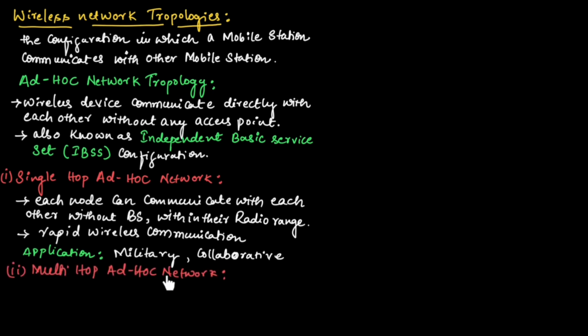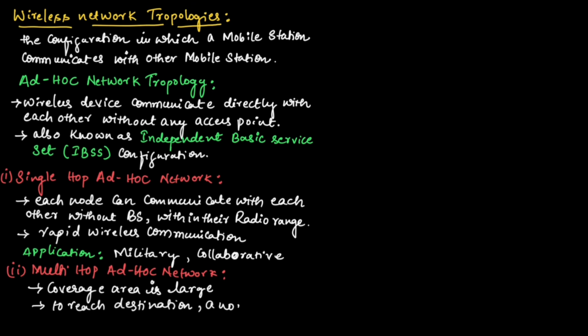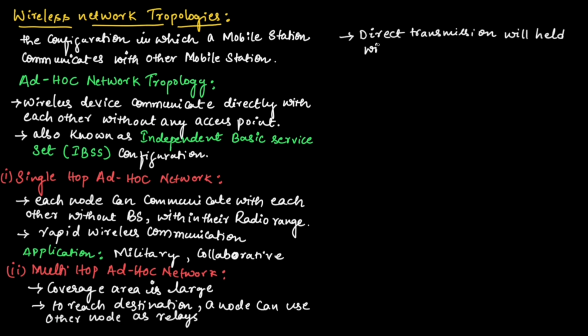The next type of ad hoc network is multi-hop ad hoc network. In multi-hop ad hoc network, the coverage area is large. Therefore, to reach some destination, a node can use other nodes as relays. Here, direct transmission is held with the neighboring node.